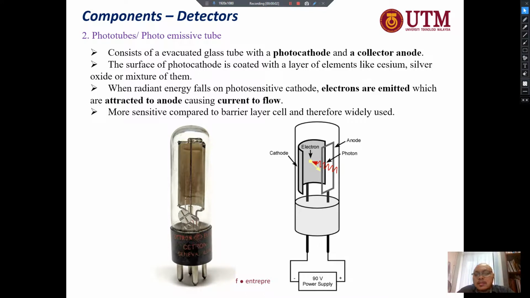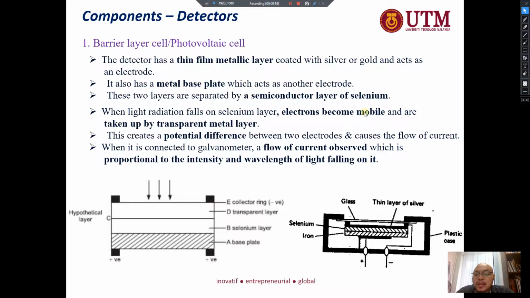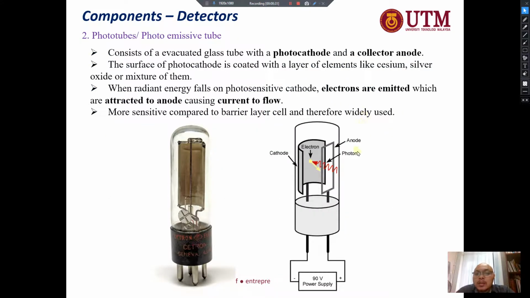Okay, the next detector is the phototube, or the photo emissive tube. The phototube is the most common detector because it has more sensitivity compared to the barrier layer cell or photovoltaic cells. If you look over here, in the phototube the outside is glass, and we have two electrodes, cathode and anode. The electrode has a coating of calcium, silver oxide or a mixture of them, which makes the photocathode become photosensitive.